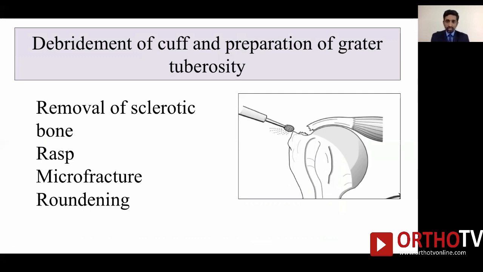So that is called a tuberosity debridement, also called the reverse subacromial decompression. So removal of the sclerotic margin of the bone, you rasp it, sometimes we do microfracture, and rounding of the GT so that the underlying marrow is exposed, and that will help you in healing.